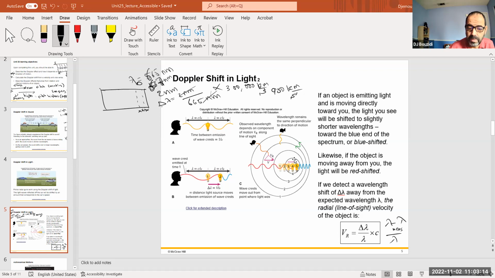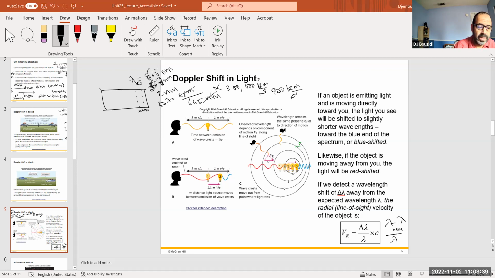Obviously, this is not per hour. I have to multiply this by 3600 to get it per hour. So it's moving with a ridiculous speed, okay? So 3.6 times 9 is about 30,000 kilometers per hour. Still a tremendous speed, okay? That's for a 2 nanometer shift, and it's moving away.